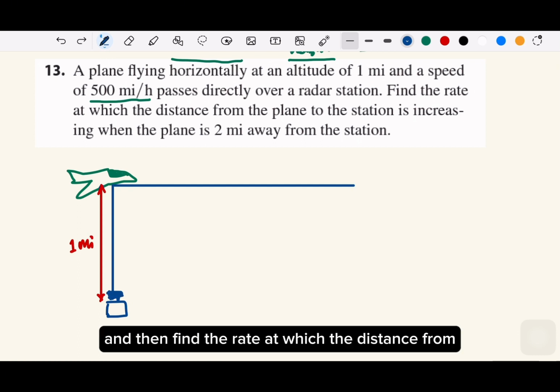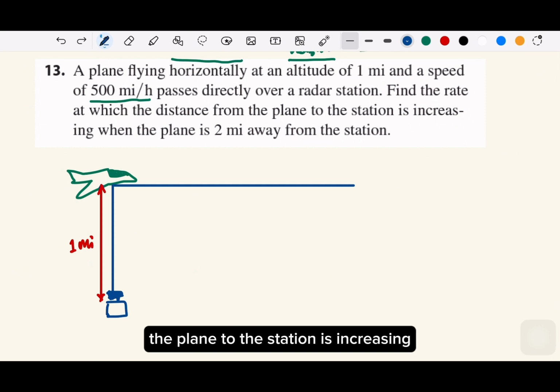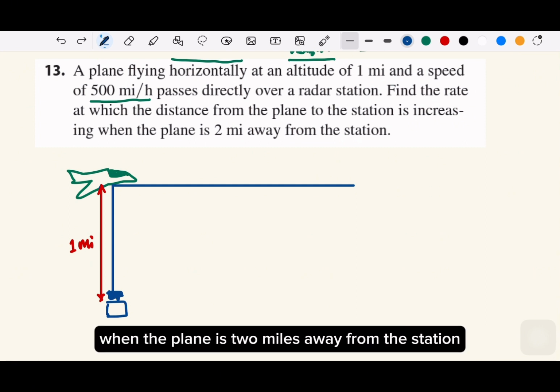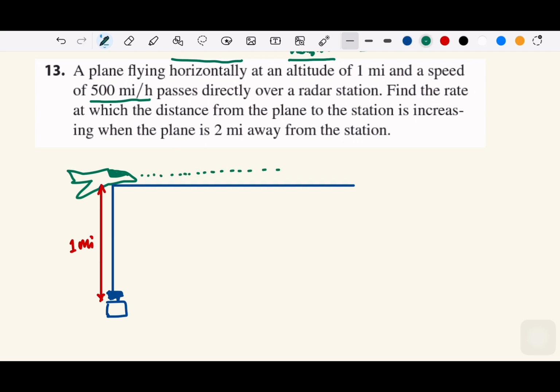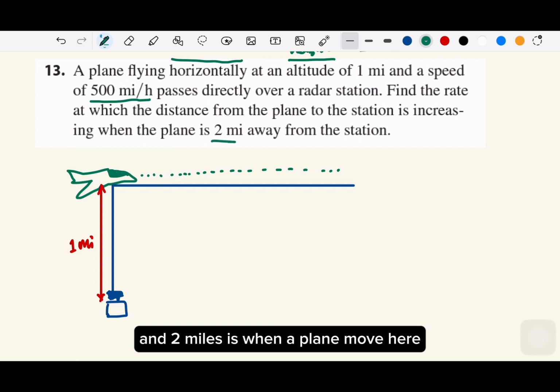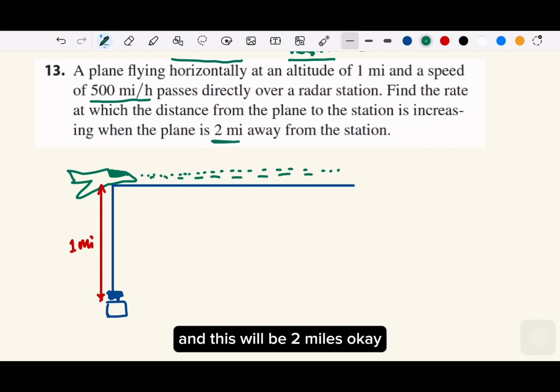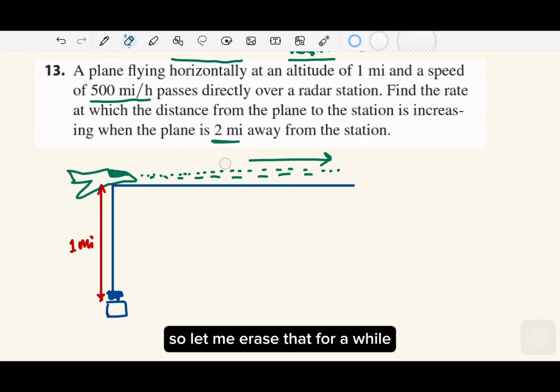And then find the rate at which the distance from the plane to the station is increasing when the plane is 2 miles away from the station. Now we need to simplify this question. First, let's name all these terms. The plane will move, right? And 2 miles is when the plane moves here, and this will be 2 miles. Let me erase that for a while.